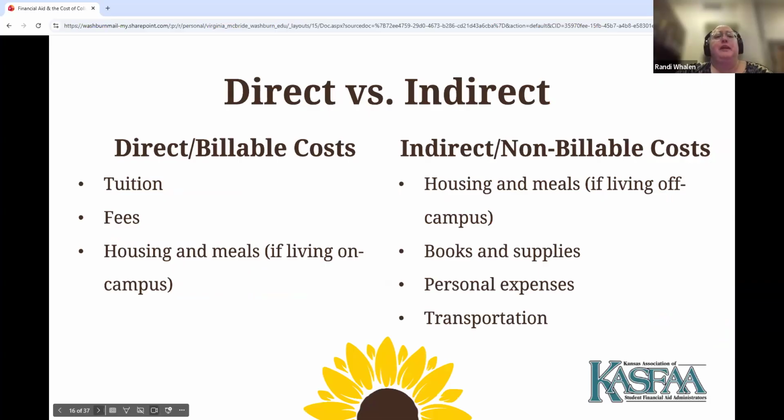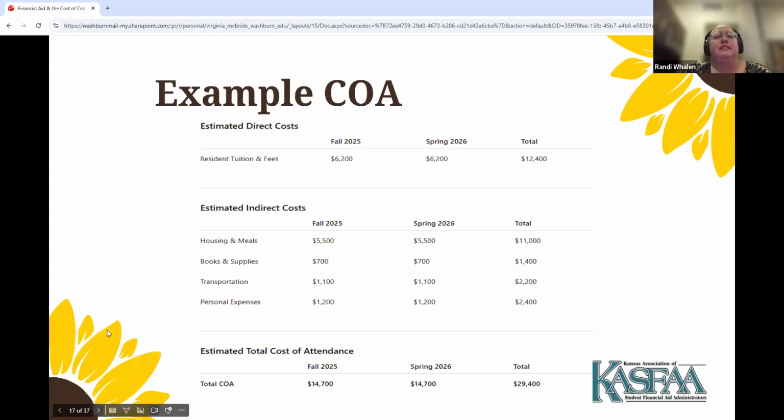Here you can see direct versus indirect costs. Direct billable costs may include tuition, fees, housing, and meals if living on campus. Indirect, non-billable costs may include housing and meals if living off campus, books and supplies, personal expenses, and transportation. Here is an example of cost of attendance, or COA.